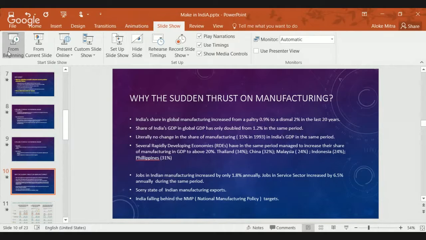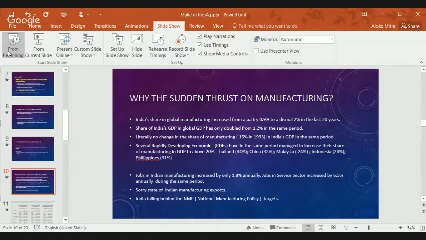Now let's look at the contribution of Indian manufacturing towards employment. As you can see, jobs have only increased by 1.8% incrementally annually, whereas jobs in the service sector increased by 6.5%. But remember, these jobs only went to the knowledge workers and not to the illiterate agricultural laborers who are now migrating in vast droves.